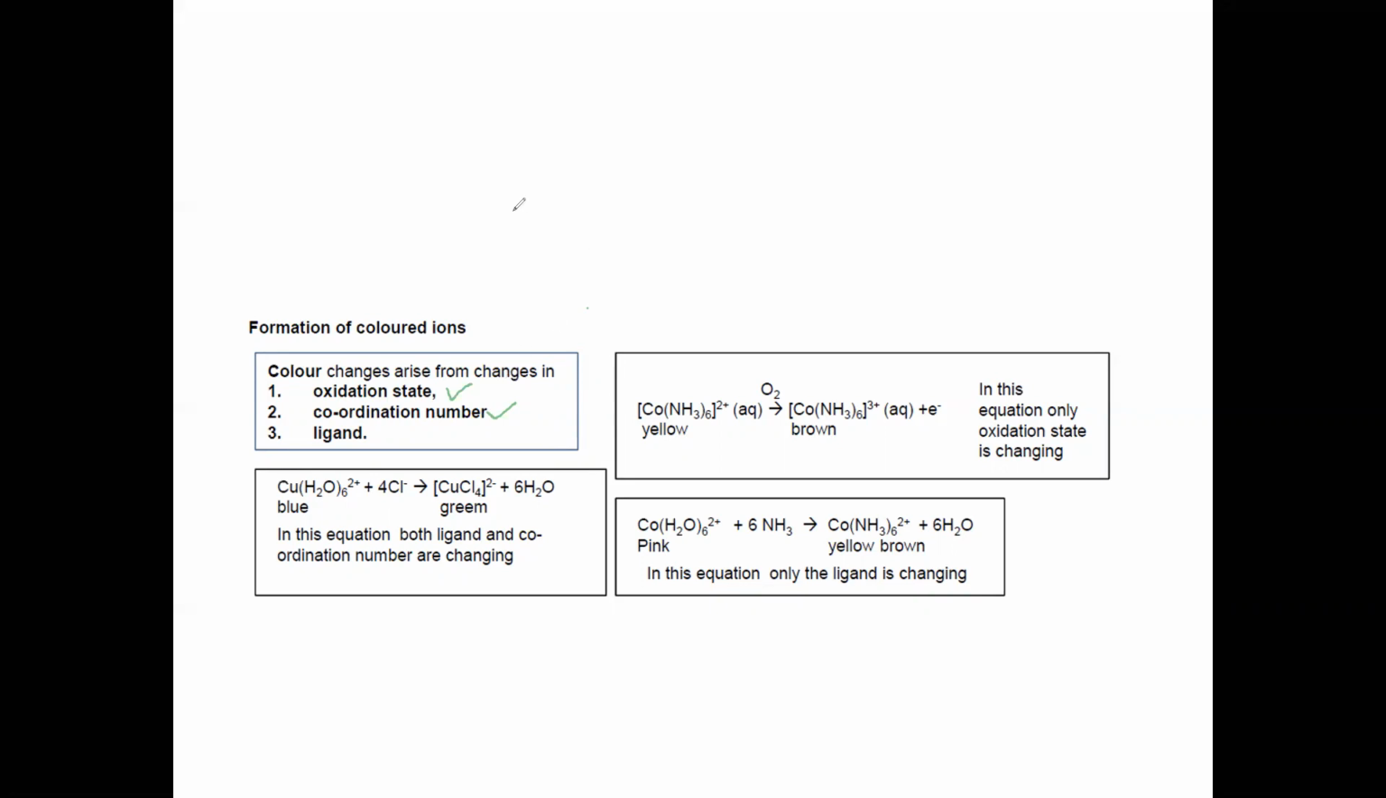Look, for example, chromium can allow 6 water molecules to surround it and form a dative bond.